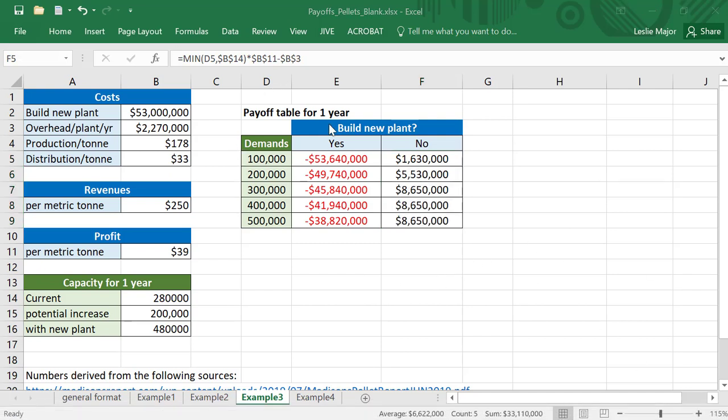Okay, and we can see that if we're just counting our payoffs or our profits for the 1 year and we're counting in that $53 million to build a new plant, it does not seem worth our while to build that new plant.